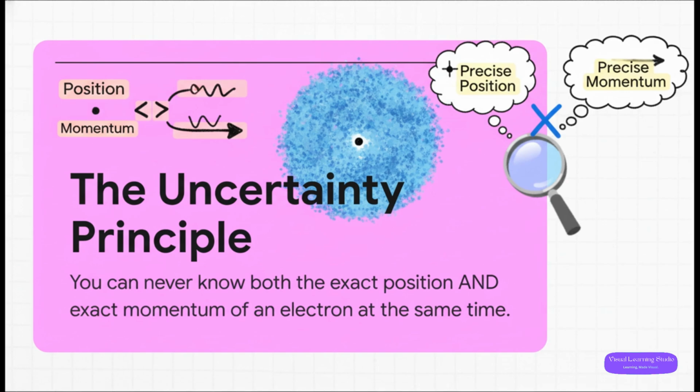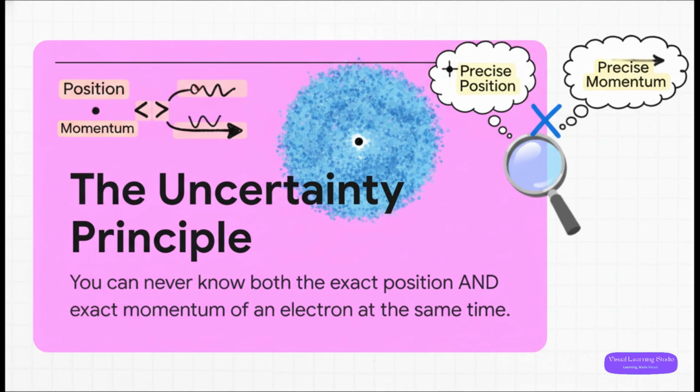He proved that you can never, ever know both the exact position and the exact momentum of an electron at the same time. It's like trying to photograph a moving car. If you use a super fast shutter speed, you get a really clear picture of where the car is, but you have no idea how fast it's going. But if you use a slow shutter speed, you get a blurry streak that shows you its speed and direction, but you can't tell exactly where it was at any single moment.